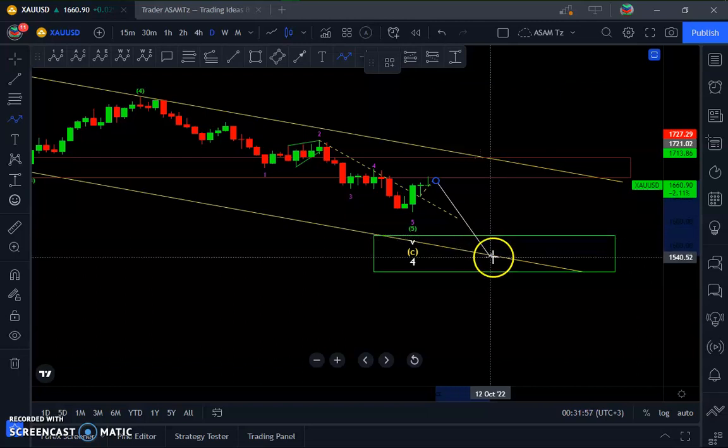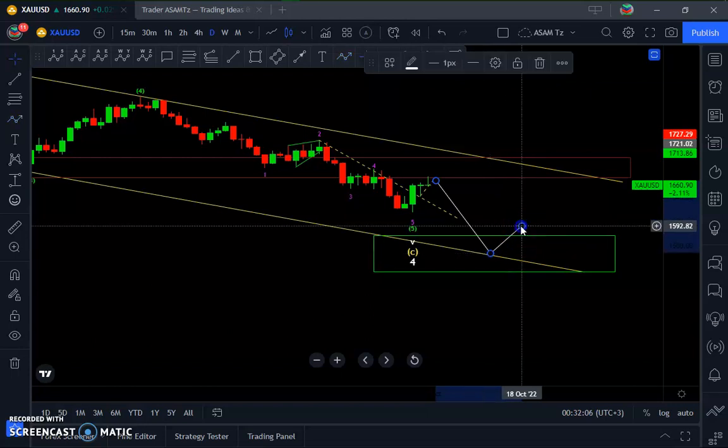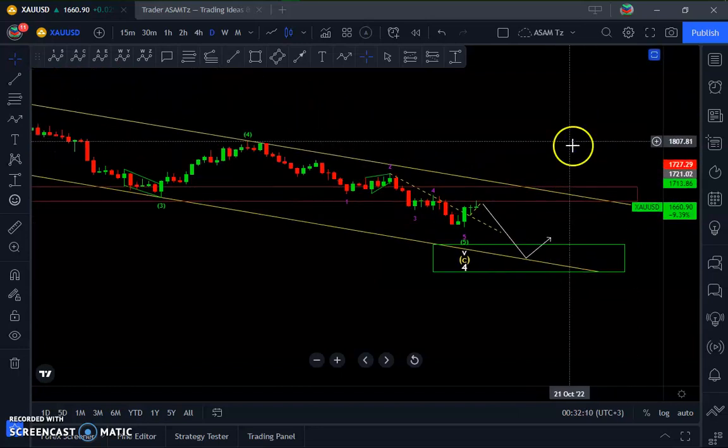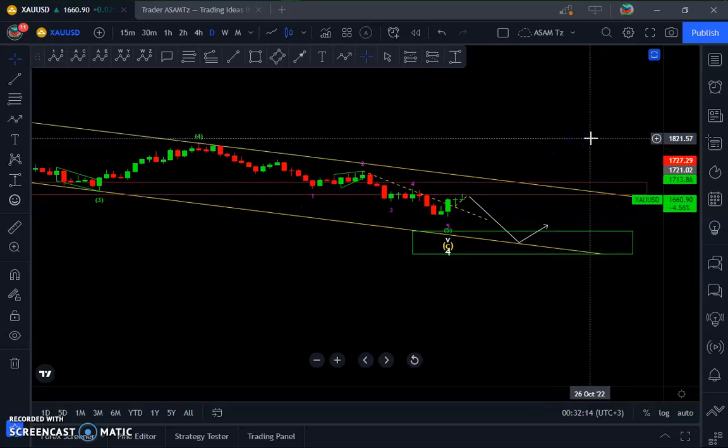and may even go far deeper toward the lowest level of the trend line, and then after that it is going to bounce to the upside. So that is my bearish idea. And at the same time, I've got the bullish idea.